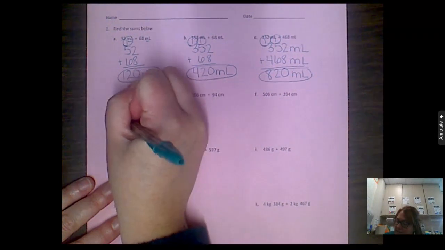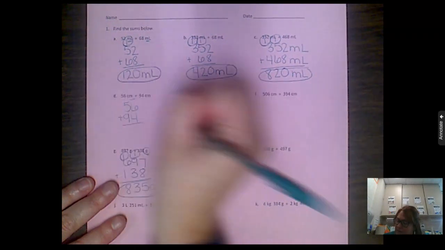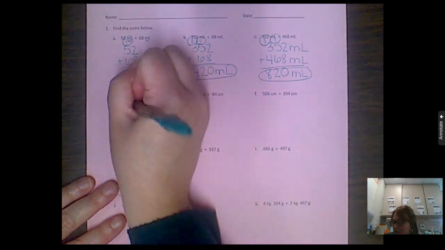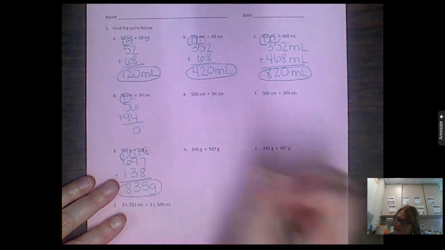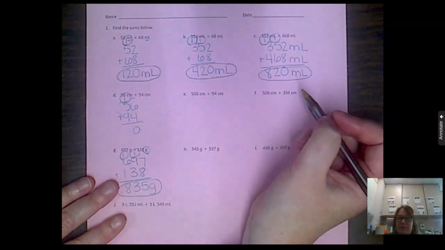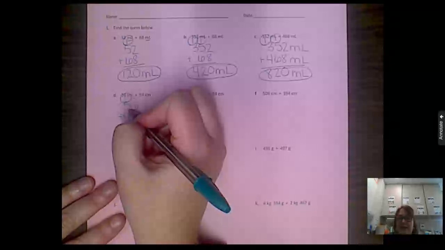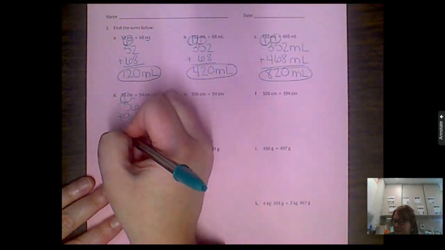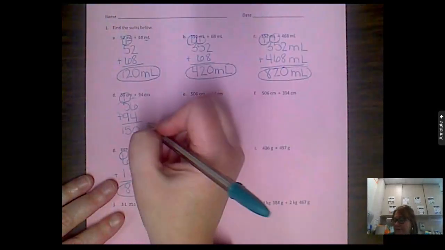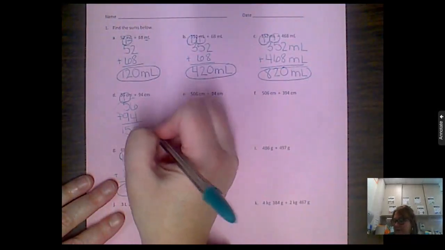56 plus 94. Okay, 6 plus 4 makes a 10. So I've got 0, carry the 1. And then for this one, I'm going to say 9 plus 1 because that gives me a 10, right? 9 plus 1 is 10. Plus 5 is 15. So I put that 15 right in front of the 0, just like that. So that gives me 150 centimeters.